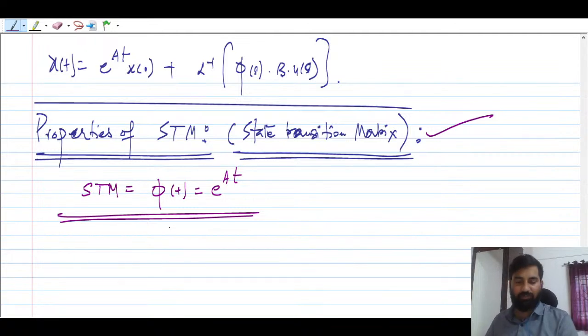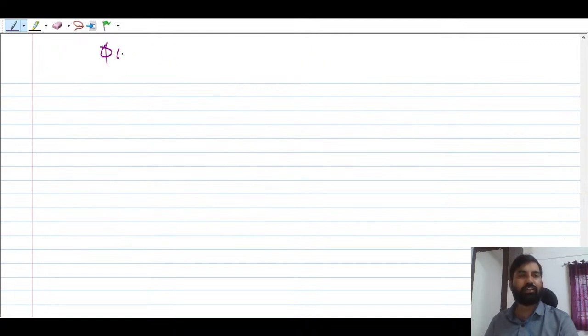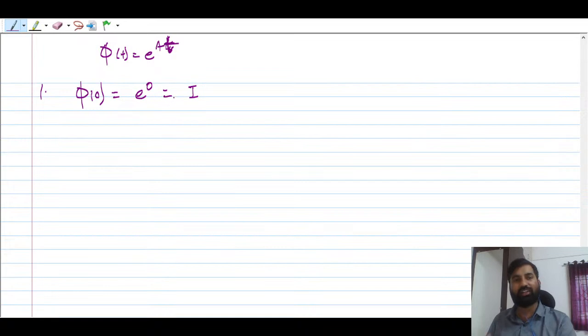So if you try to find phi(0), number one, since you know that phi(t) is e raised to power At, we are taking the exponential of the matrix A times t. So phi(0) is nothing but e raised to power 0, which is I, the identity matrix. If you put t equal to 0, you will get the identity matrix. It is not a value, it is a matrix.